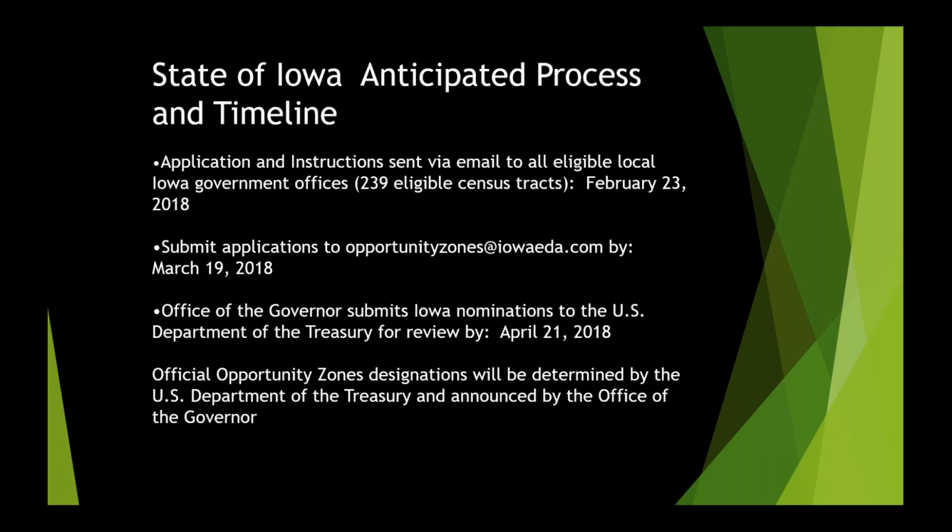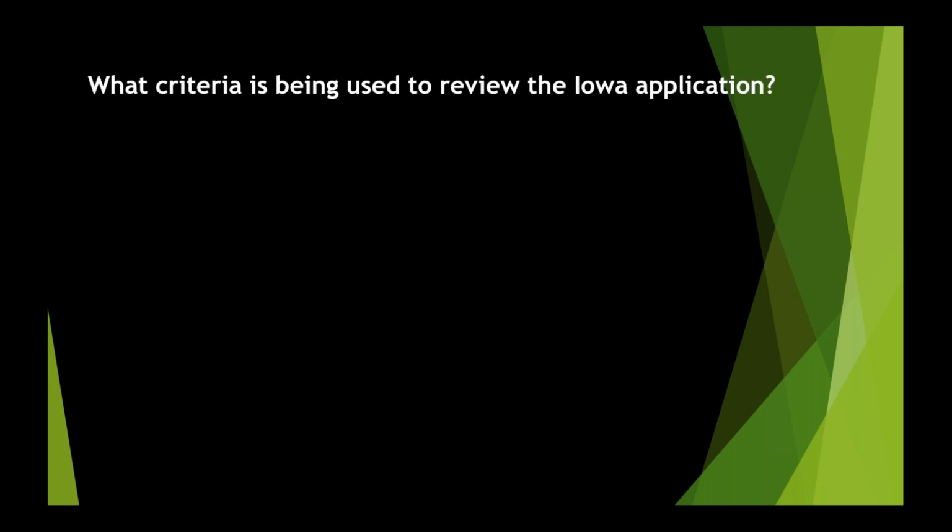And one key factor was 239 eligible census tracts exist in Iowa. And if you break down the numbers, that means that there's going to be 60 that will actually be designated. So it's very competitive. Additionally, you can see the timelines are extremely tight. And so what we wanted to do was make sure that we presented some really good opportunities.